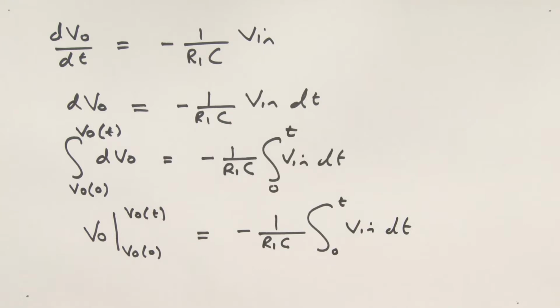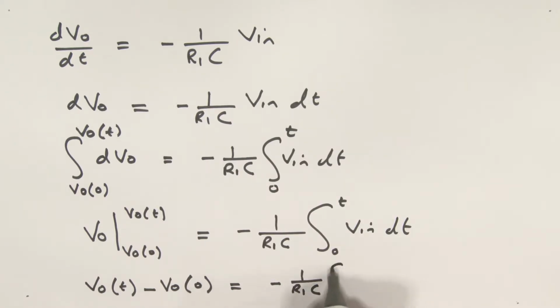All right, let's take this just one more step here. We're going to put in these limits over here. So putting in those limits, we have what? We have VO at time t, minus the VO, that's the initial condition, at time 0, is equal to minus 1 over R1C, integral from 0 to t, Vin dt.